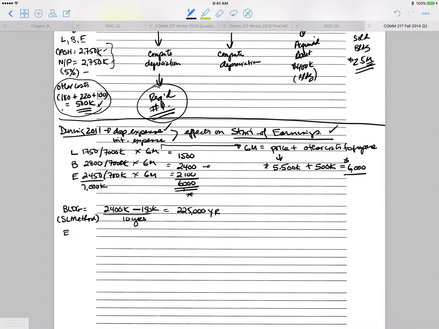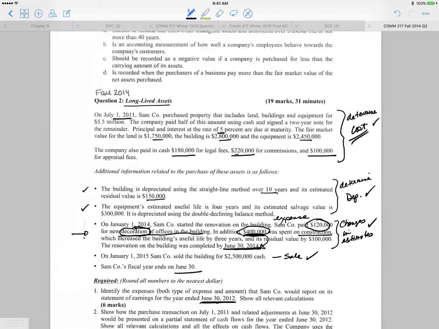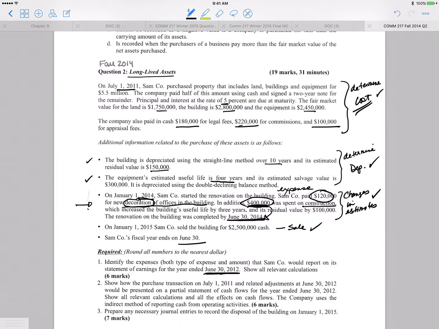And the equipment, we're told it's double declining balance. Okay, so accelerated depreciation, and we know that double declining is 2 times the straight line rate. Let's take a look at what they're telling us about the equipment. The useful life is 4 years. Estimated salvage value is $300,000.